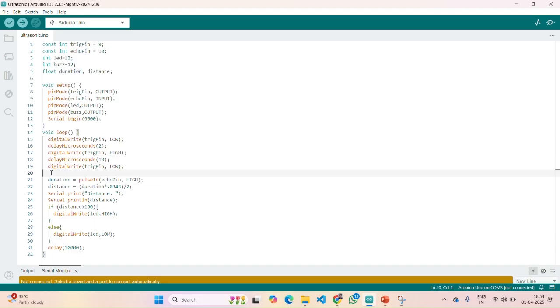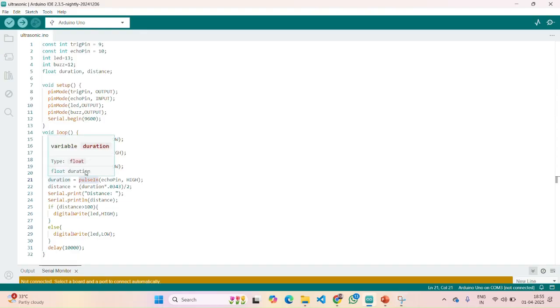To work with that pulse value, we need to obtain the duration, nothing but time. Here we have a function called pulseIn on the echo pin. Till now we have given fluctuations to the trig pin. So the echo pin we are going to use now with a high value.